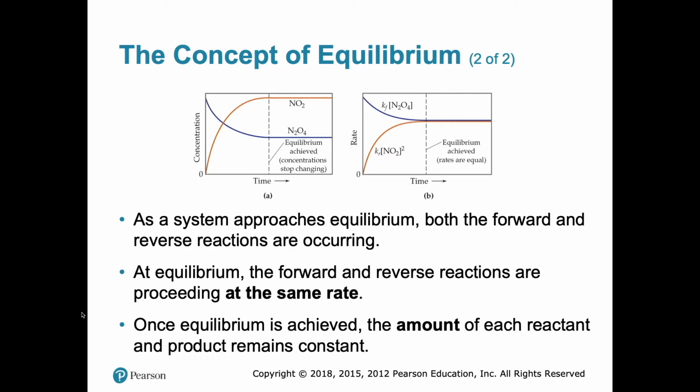And then once equilibrium is achieved, the amount of each reactant and the amount of each product remains constant. So here's the concentration there and the concentration there of both reactant and product, and it remains constant after equilibrium. Okay, it's basically everything I said on the first slide.